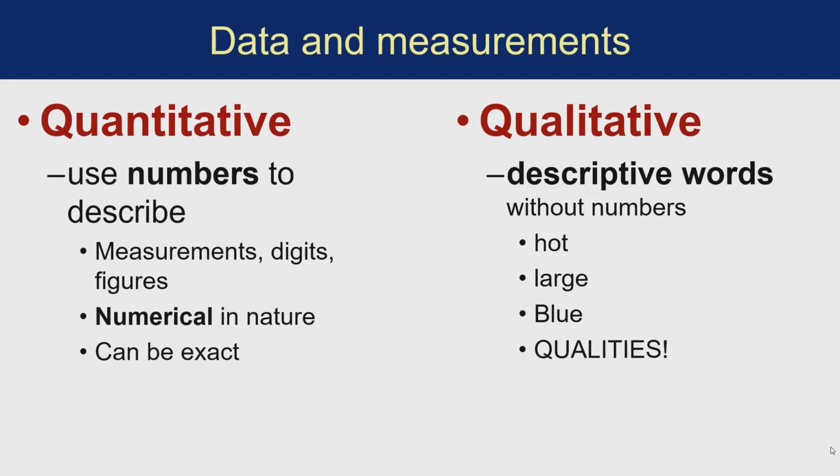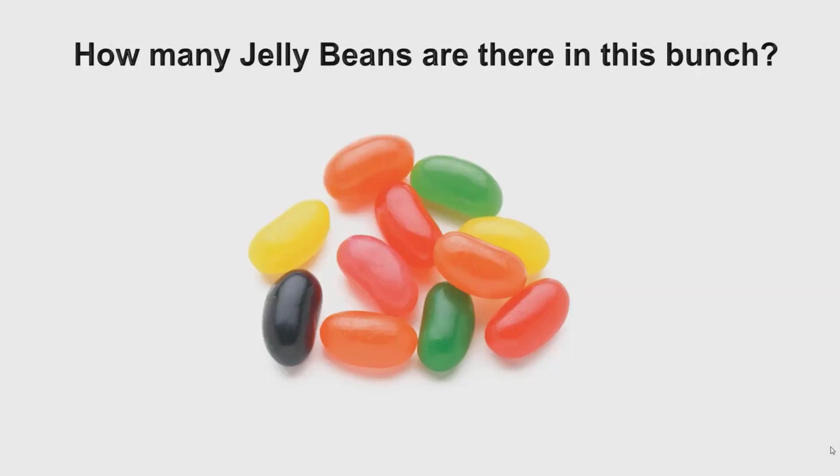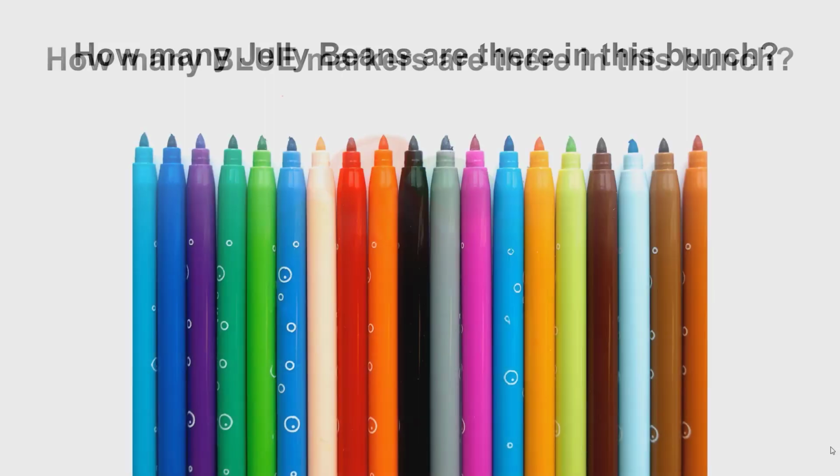Quite different than what we see on the right-hand side of the screen here, which are qualitative data. And qualitative data tends to be descriptive, lacking numbers. So when we say something is hot, something is large, something is blue, that is qualitative data. To illustrate these two examples, I'm going to throw a couple things at you here. Really quick, how many jelly beans do you see here? Well, if you pause the video and you counted them, you probably should have gotten 11, and I myself got 11 too. We agreed.